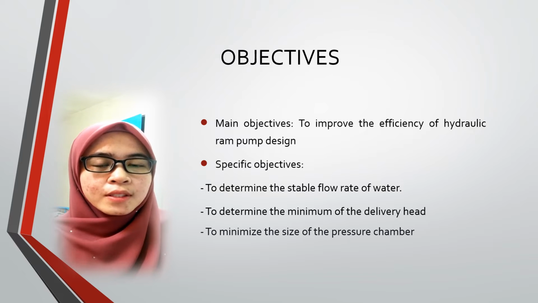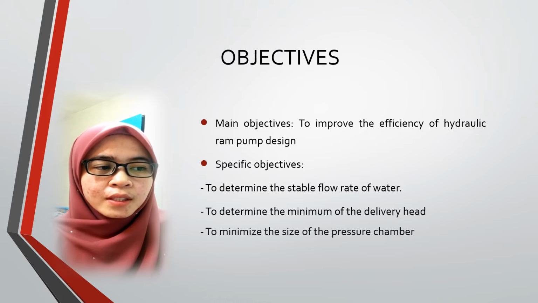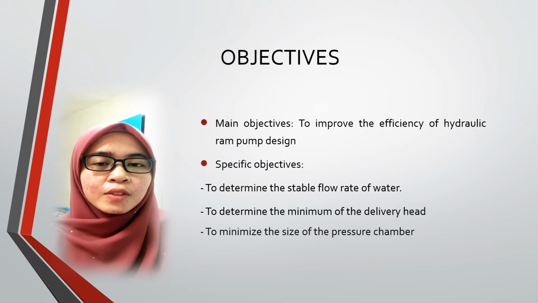Next, objectives. The main objective of this study is to improve the efficiency of the hydraulic ram pump by using the artificial bee colony algorithm. The specific objectives are to determine the stable flow rate of water, to determine the minimum delivery head, and to minimize the size of the pressure chamber.